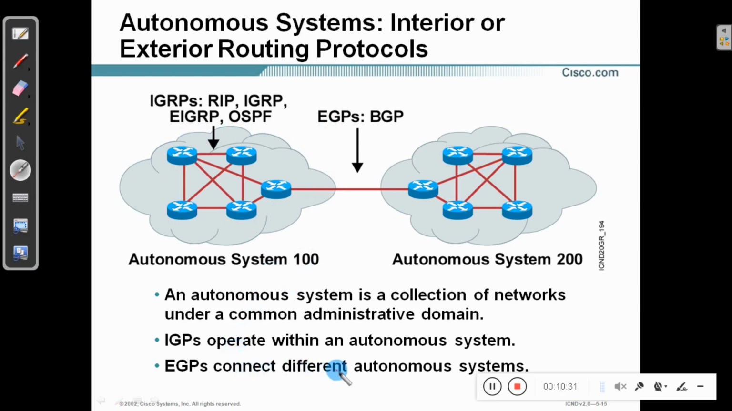So EGP connects the different autonomous systems. IGP operates within the autonomous system. For example, within the autonomous system, all the routing updates will be done by IGP, and this router will know about the other autonomous system by means of BGP, Border Gateway Protocol. So this Border Gateway Protocol will connect different autonomous systems, and it will pass the information from one autonomous system to the other. For example, routing updates about these autonomous systems will be passed to this router.